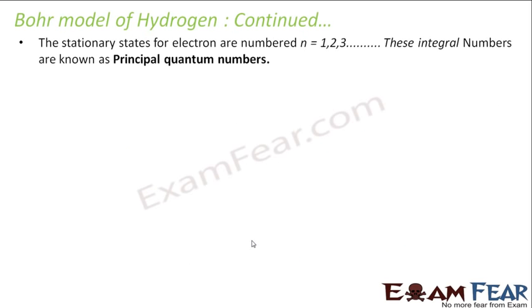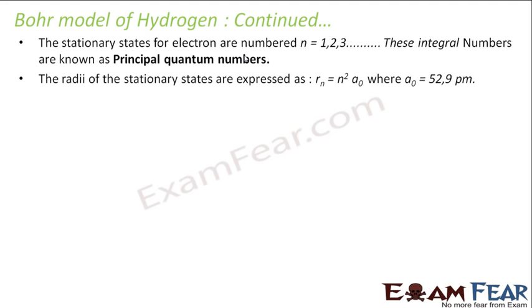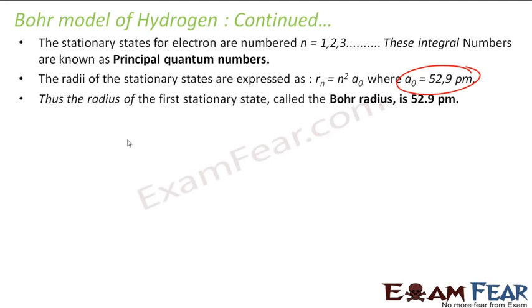The stationary states of electrons are numbered n equal to 1, 2, 3, and n is called the principal quantum number. This is the only quantum number required at that point of time in the Bohr model to uniquely define an orbit. He also gave the formula to find the radius of the orbit, that is r is nothing but n square a0, and a0 is 52.9 picometer, right? So if you put n equal to 1, you get the radius of the first stationary state as 52.9 picometer.